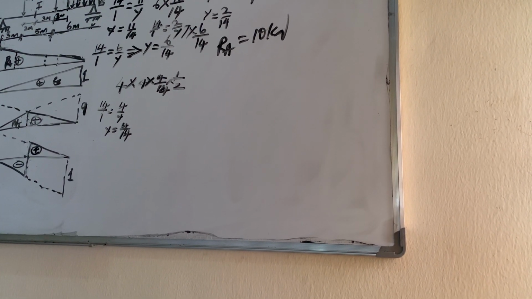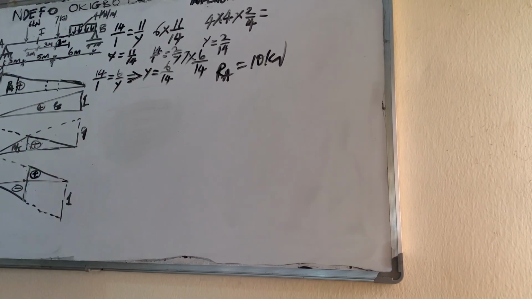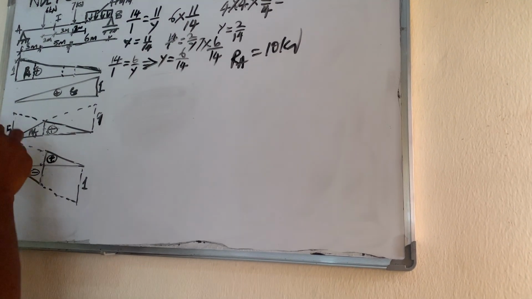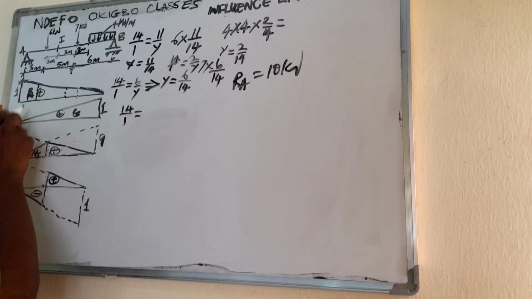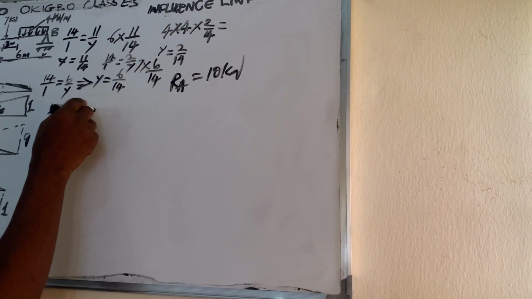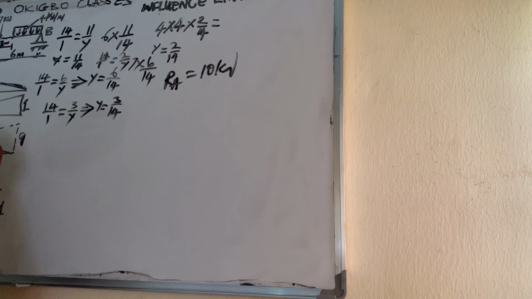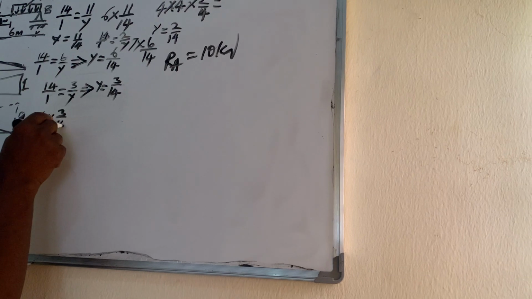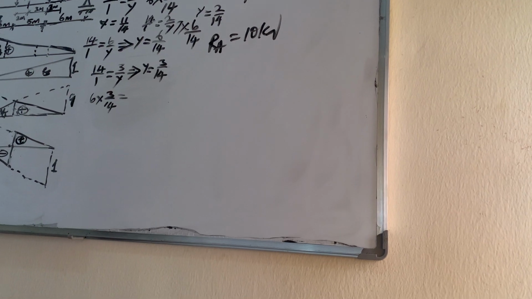If I come to RB, I start from 6. 6 times the ordinate here. The length is still 14. 14 over 1 is equal to the length 3 over y, which implies that y is equal to 3 over 14. So that's the ordinate. The ordinate times 6, that is 6 times 3 over 14, gives the influence of the effect of 6 kilonewton on reaction B.